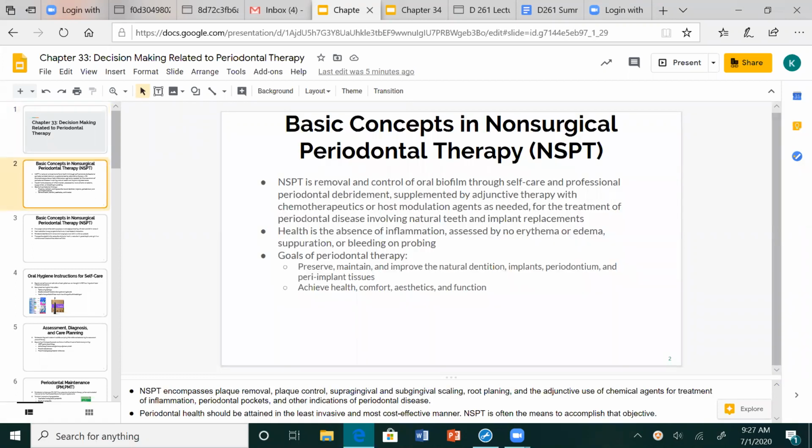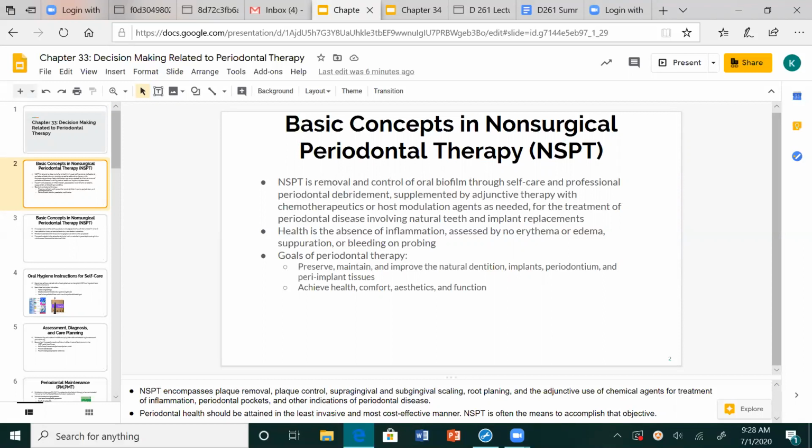So our basic concepts in NSPT, that's our non-surgical periodontal therapy, or also referred to as scaling and root planing. It's the removal and control of oral biofilm through self-care and professional periodontal debridement, supplemented by adjunctive therapy with chemotherapeutics, like Arestin or a localized antibiotic, or host modulation agents as needed for the treatment of periodontal disease involving natural teeth and implant replacements.